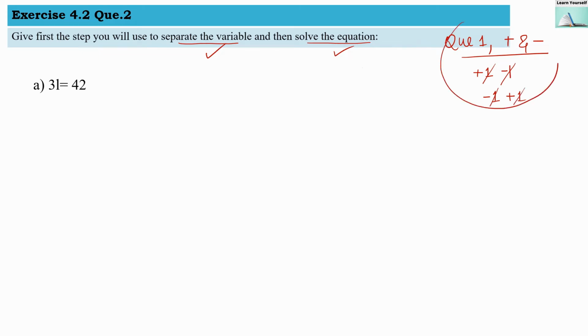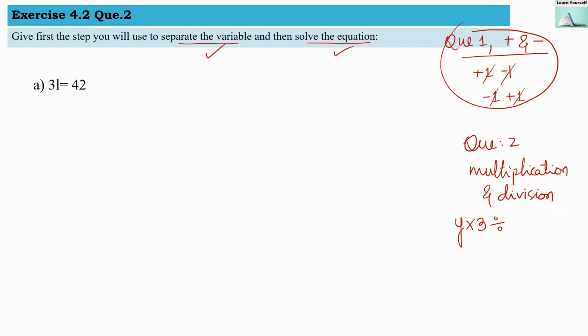But here in question 2, we are going to solve the equations with multiplication and division. So if there is a 3 multiplied along with the variable, then we are going to divide by the same number and we are making the variable separate. So this is the first case. If with the variable the number is in division, then we are going to multiply by the same number and we are cancelling out the numbers.